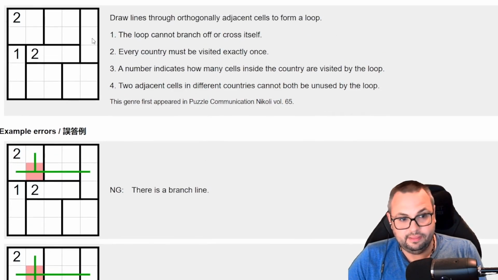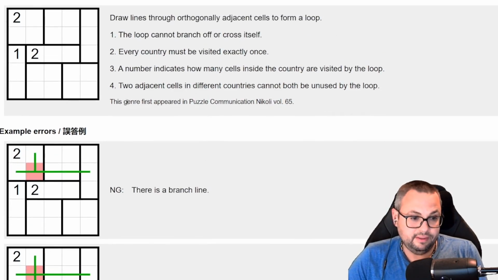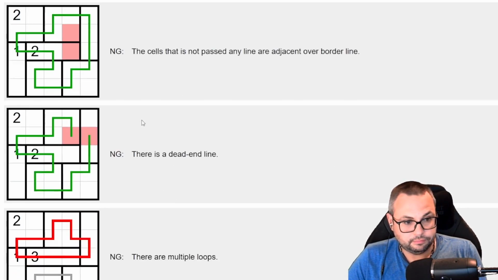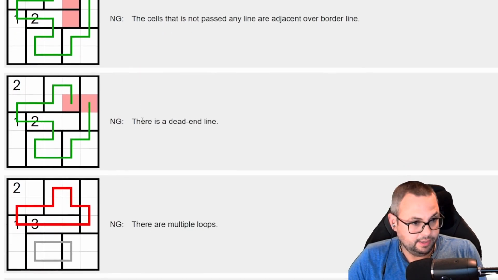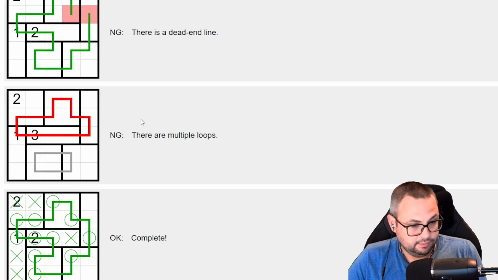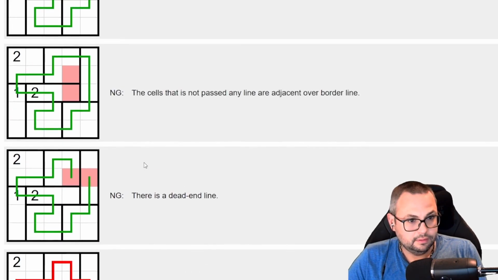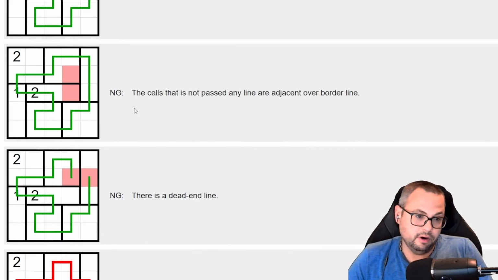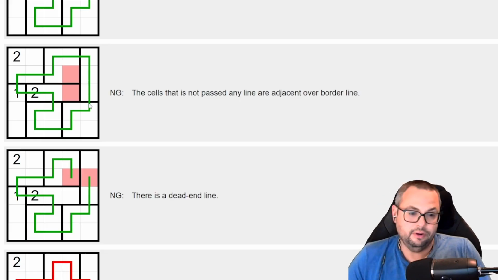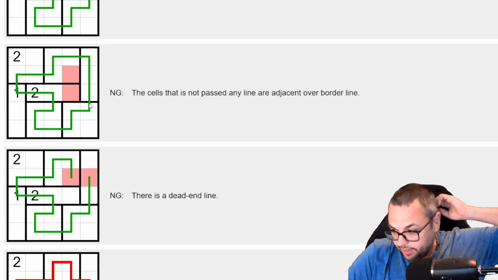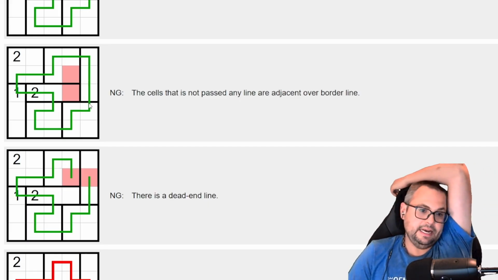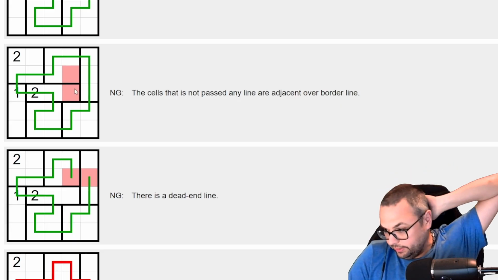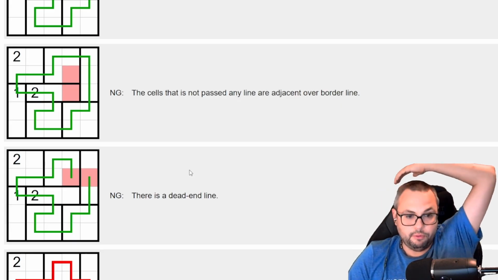If you don't visit this cell, then you have to visit this cell. As an example of this, something like this is what you have to avoid. Also, the exactly once part of the rule for visiting countries is very important. So you can't have any unvisited countries, and you can't leave a country and then come back. That is the thing you have to avoid. You can visit both sides. Visiting both sides of a border is fine.